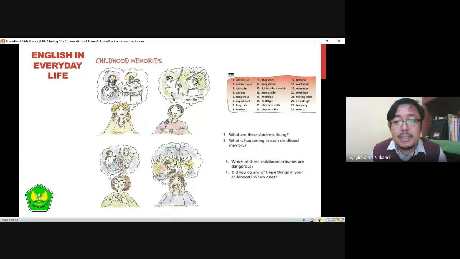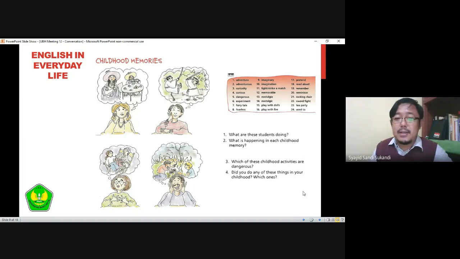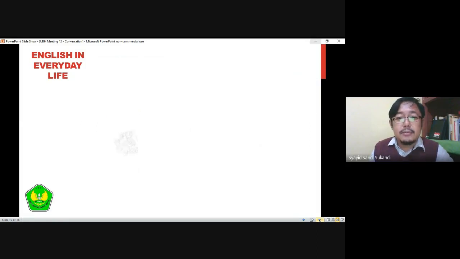It's childhood memories. I think it's not really that difficult to be understood. Tea party, number 23, this one. This is called tea party, from the British traditional ceremony. Pesta minum teh. Kalau kita minum tehnya tiap pagi ya. Now, we don't have tea party, we just have a glass of tea. Okay, now we move on to the next one.